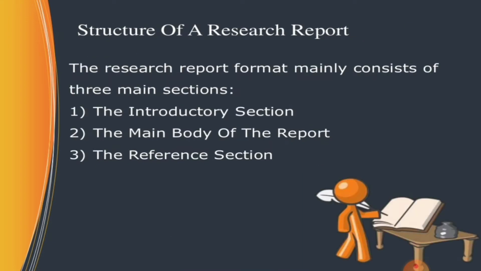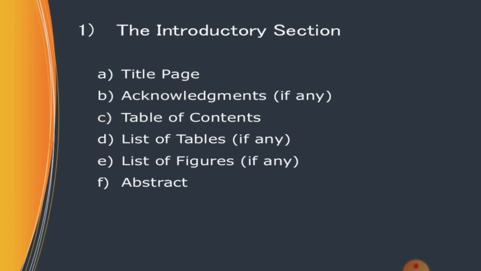Structure of a research report. The research report format mainly consists of three main sections. Number 1, introductory section. Number 2, main body of the report. And number 3, reference section. What is included in introductory section?